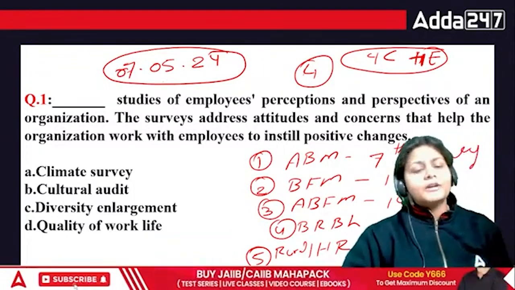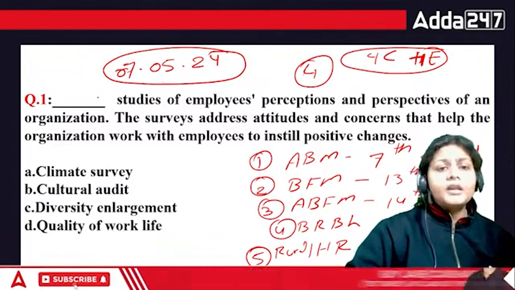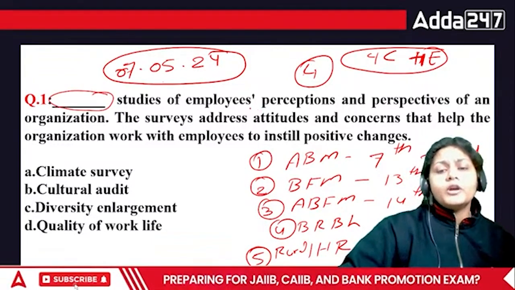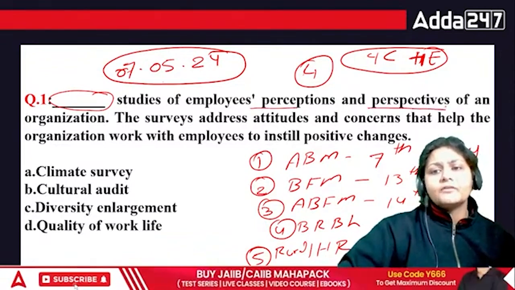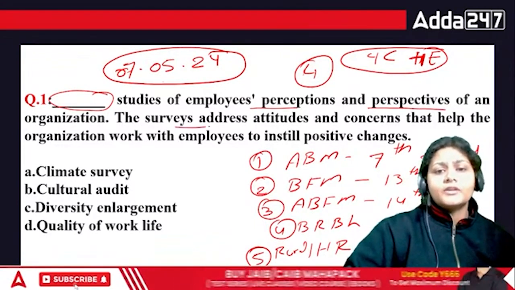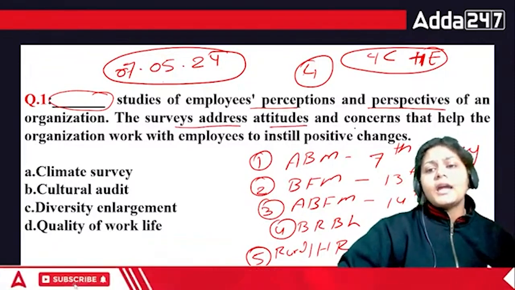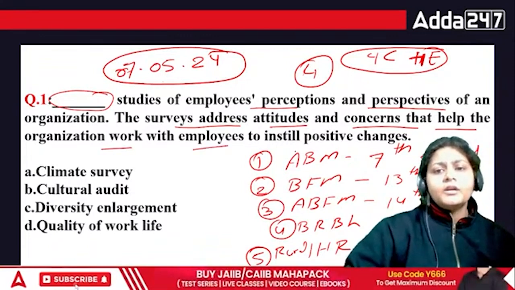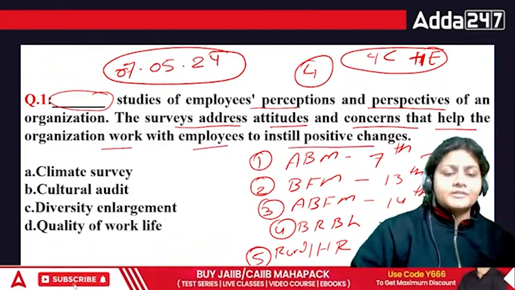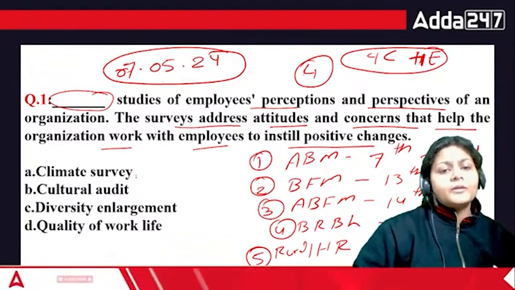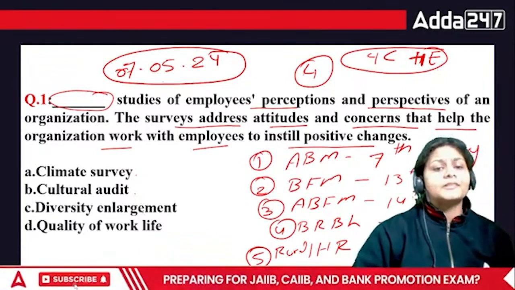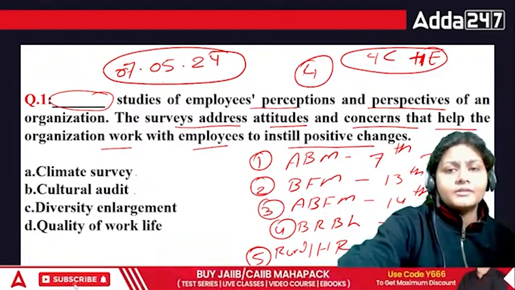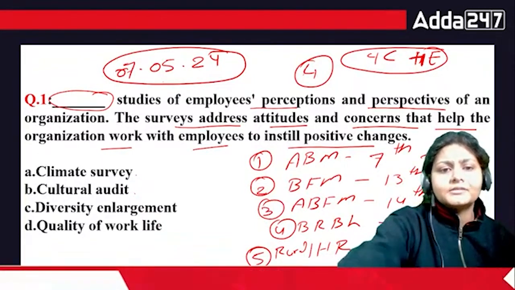Now we are having the first question, that is from the chapter of compensation. Blank: studies of employee perception and perspective of an organization, the survey addresses attitude and concern that help the organization work with employees to instill positive changes. Option A is climate survey, option B is cultural audit, option C is diversity enlargement, and option D is quality of work life. Tell me which one is the right answer.